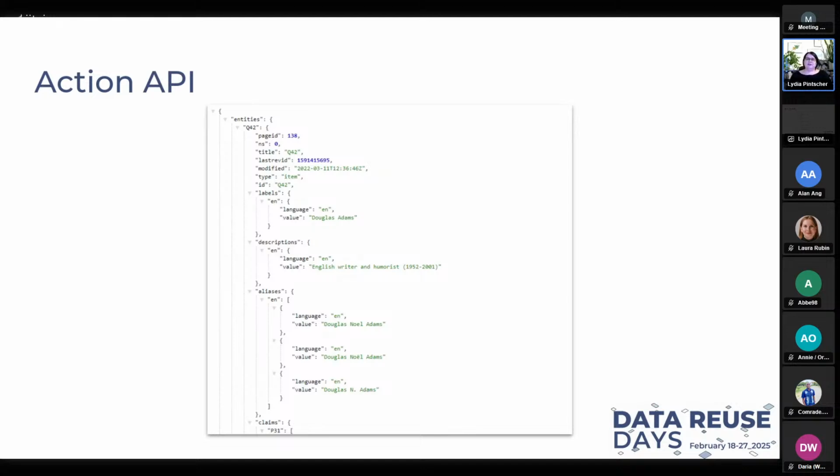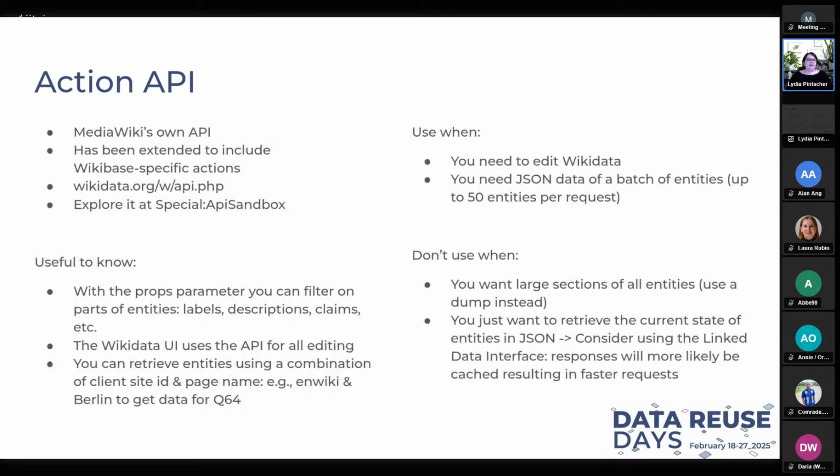And then we move on to the Action API. The Action API is MediaWiki's built-in API, so to say. It has existed for a very long time, and we have added Wikidata-specific pieces to this API. You can access it, including documentation, at wikidata.org/w/api.php. And on Special:ApiSandbox on Wikidata, you can even try it out interactively.